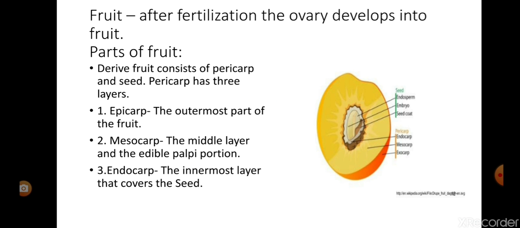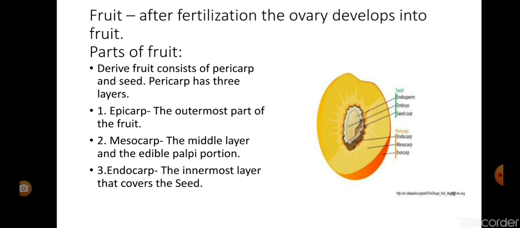So what is fruit? After fertilization, the ovary will develop into the fruit. Okay, so we can divide fruit into two parts. One is seed and one is pericarp. Pericarp means the ovarian wall will develop into pericarp.